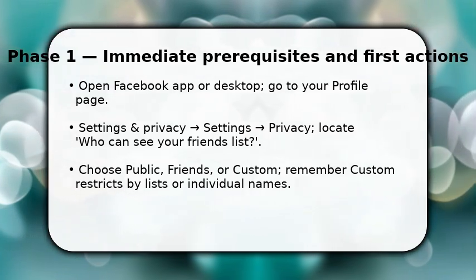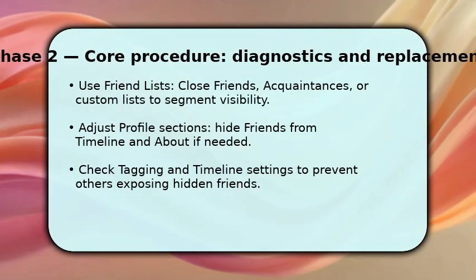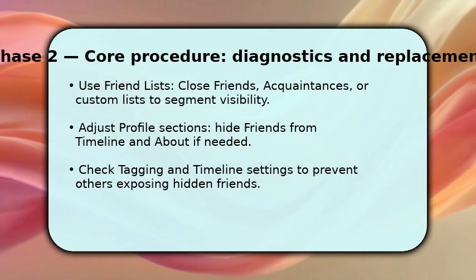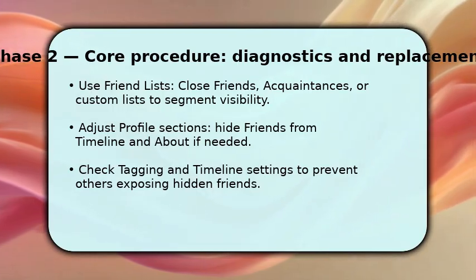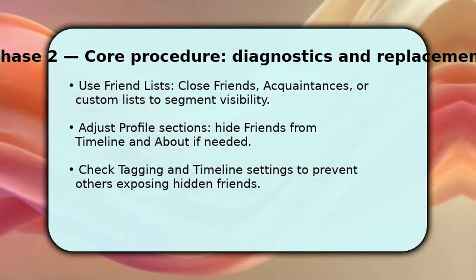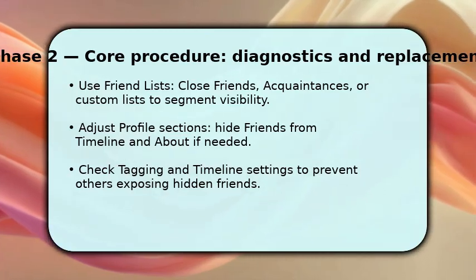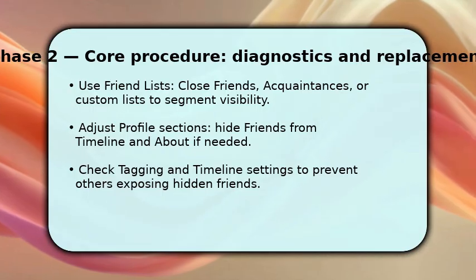Once your basic privacy is set, refine who sees which connections by using friend lists. Create a custom list for people you want visible, and add or remove contacts accordingly. Then, make sure your profile sections don't override that. Edit timeline and about visibility so friends isn't exposed inadvertently.